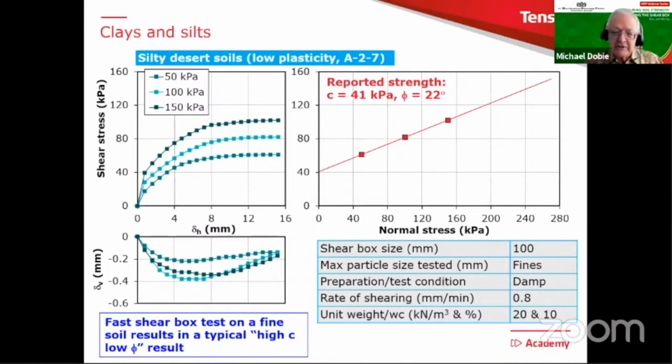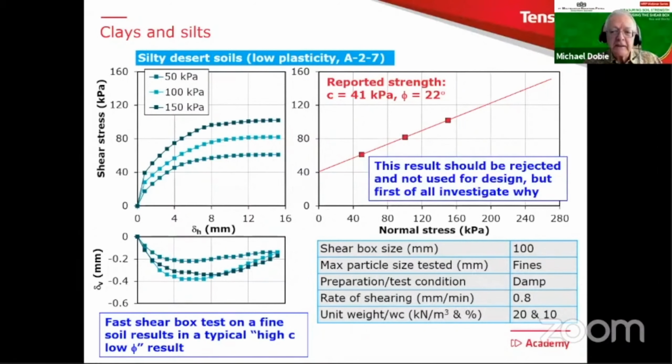And in fact, this is a very good example of something that I've actually given a special name to. I call it a high C, low phi result, and I see it many, many times. It's coming from testing fine soils, clays or silts, in the shear box at very high shearing rates like this. Now, if you are confronted with that result, I'd suggest you simply reject it. You cannot use it for design. It doesn't make sense. However, your client or the consulting engineer might not be very happy if you simply reject it. So what you should first of all do is investigate the result and find out the reason for that kind of behavior.